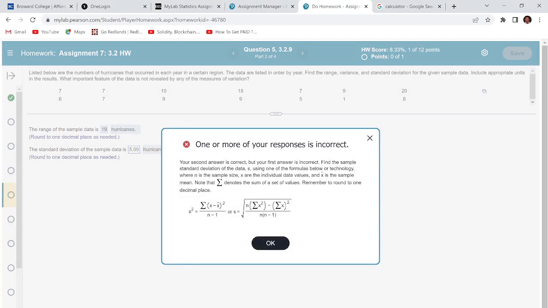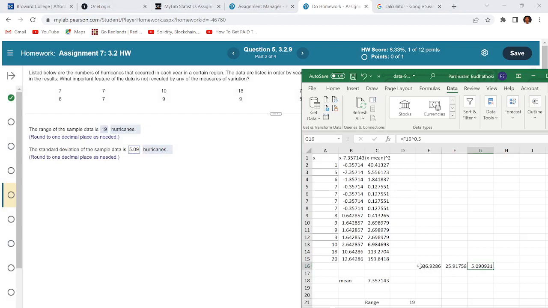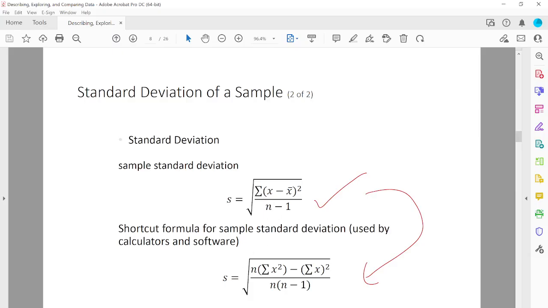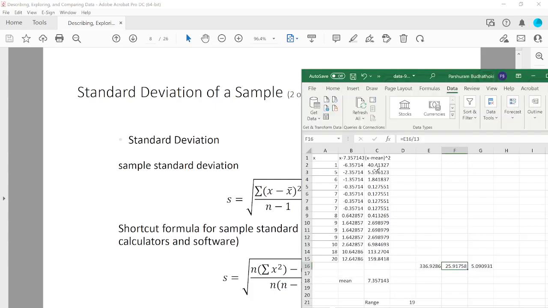Your second answer is correct, but your first answer is incorrect. Second answer is correct. So did I do something wrong? Okay, let me go back here and check. What did I do wrong here? I found the mean, which is A1, not A1. Oh, okay, I changed this. When I copied it, I changed this value, so it's not from A1, it's from A2. Okay, so that's the mistake I did here, from A2 to A15.